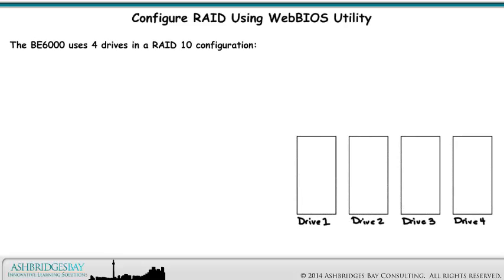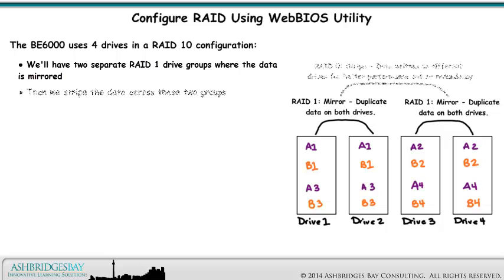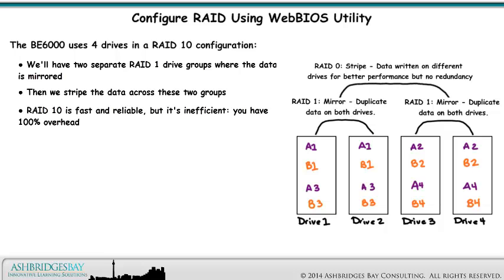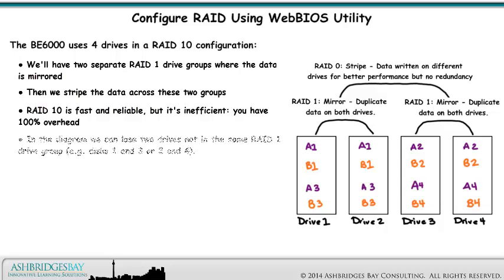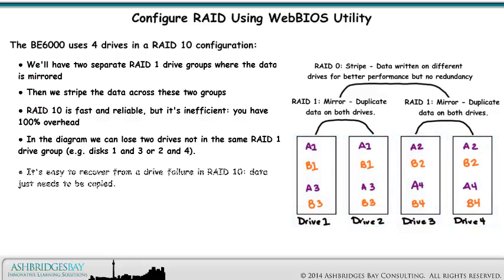The BE6000 uses four drives in a RAID 10 configuration. We'll have two separate RAID 1 drive groups where the data is mirrored. Then we stripe the data across these two drive groups. RAID 10 is fast and reliable, but it's inefficient. You have 100% overhead. In the diagram, we can lose two drives not in the same RAID 1 drive group, for example, disks 1 and 3, or 2 and 4. It's easy to recover from a drive failure in RAID 10. Data just needs to be copied.